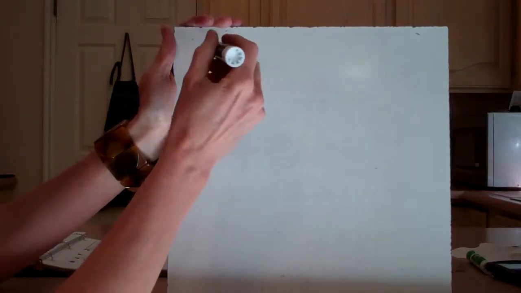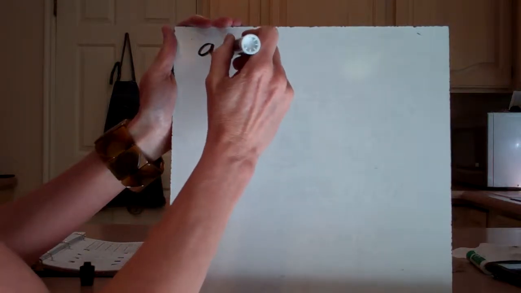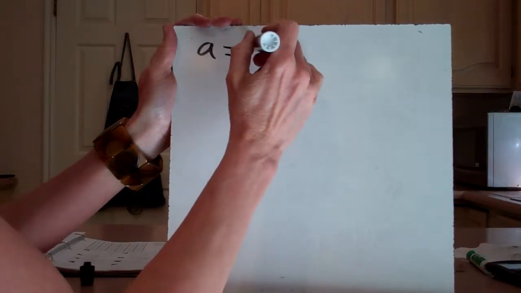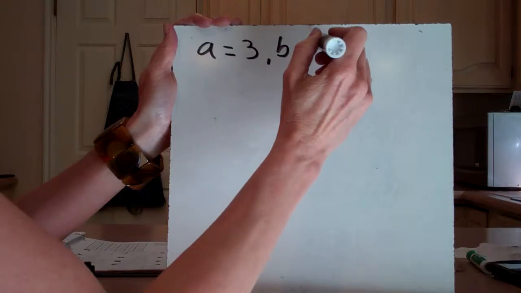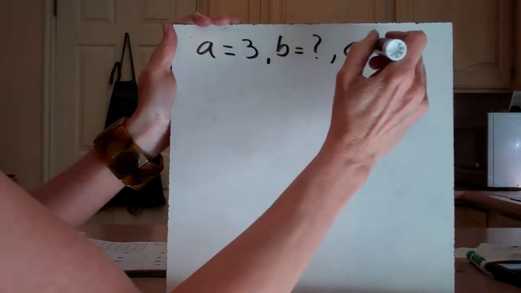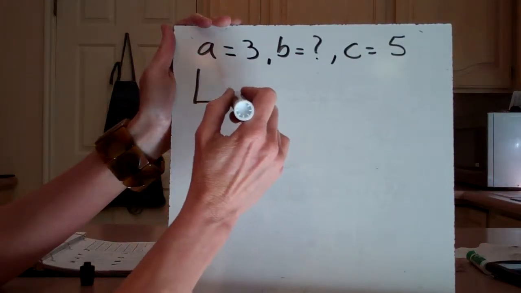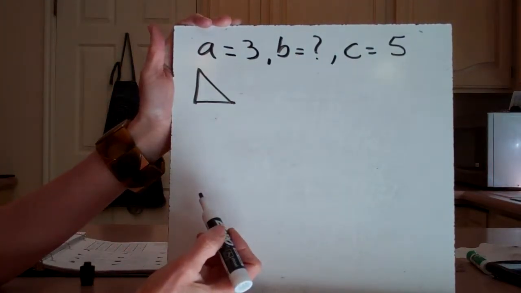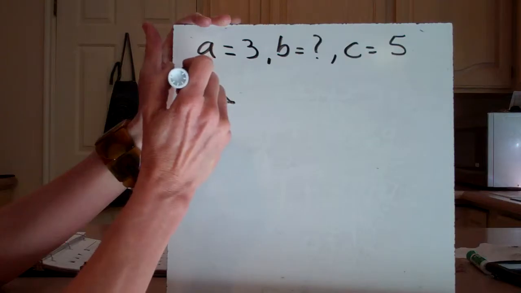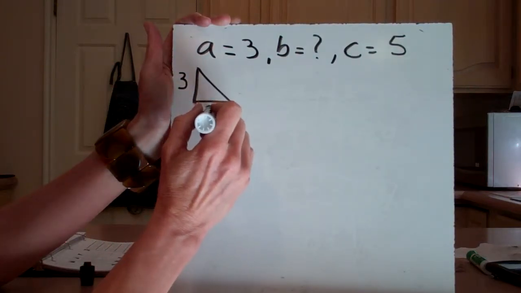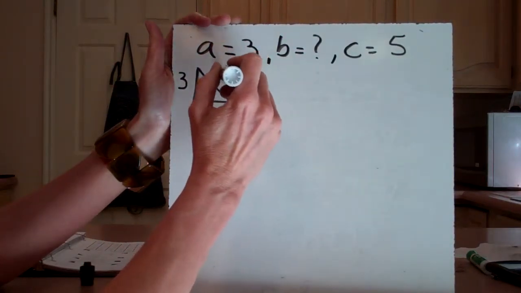On our last post, we were solving for a leg of a right triangle. Here are the answers for our last post. We were given this information: A equals 3, B we don't know, and C equals 5. It's always easiest if you draw a picture so that you can visualize what you're trying to solve. A is 3, B we don't know, and C is 5.